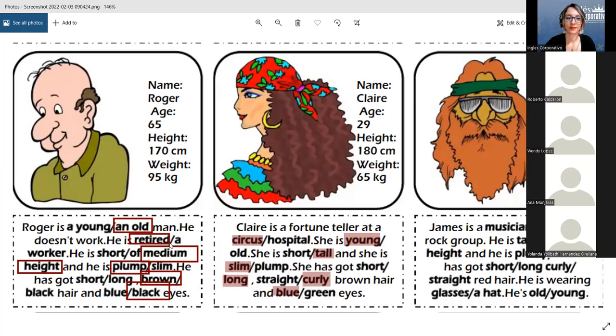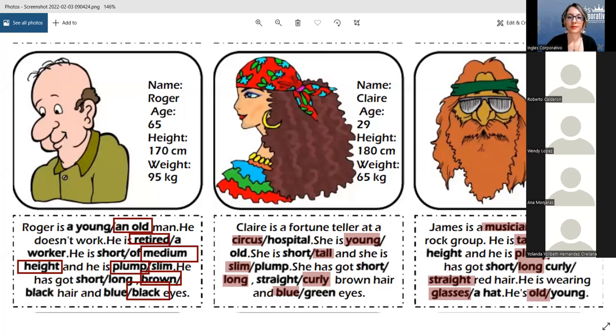Can I start? Yes, please. James is a musician. He is tall and he is plump. Long red hair. He is wearing glasses. And he is old. Okay, yes, good answers. Thank you, Robert. You guys have the same answer as Robert. Do you have questions about the vocabulary? Any comments or questions about this?